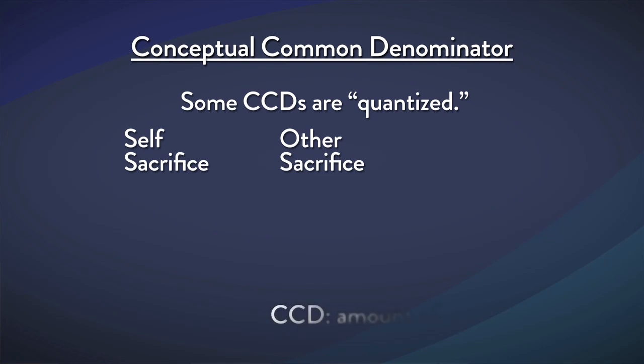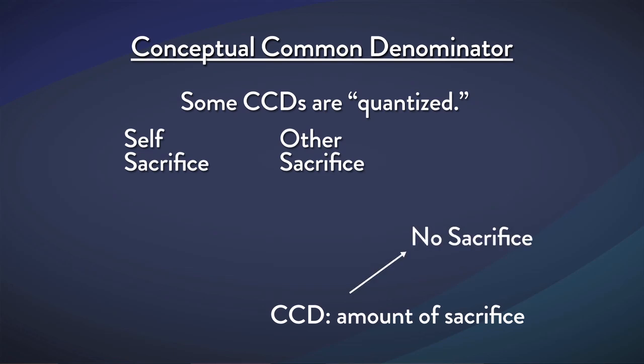The CCD is amount of sacrifice. And here I would say it isn't really digitized or quantized. The extreme is no sacrifice of anybody to anybody. But if there's going to be sacrifice, then the question arises, who's going to sacrifice to whom? But it should never arise. Because if you go to the deeper level here, you see that self-sacrifice and other sacrifice are two variants on a morality that condones sacrifice. And that morality is wrong.